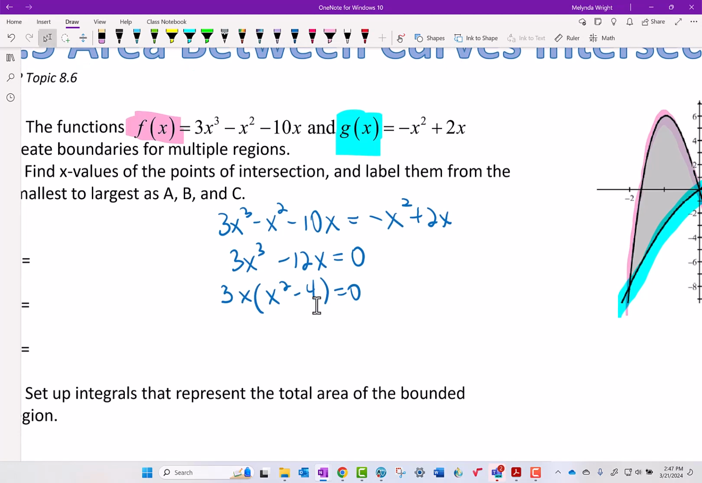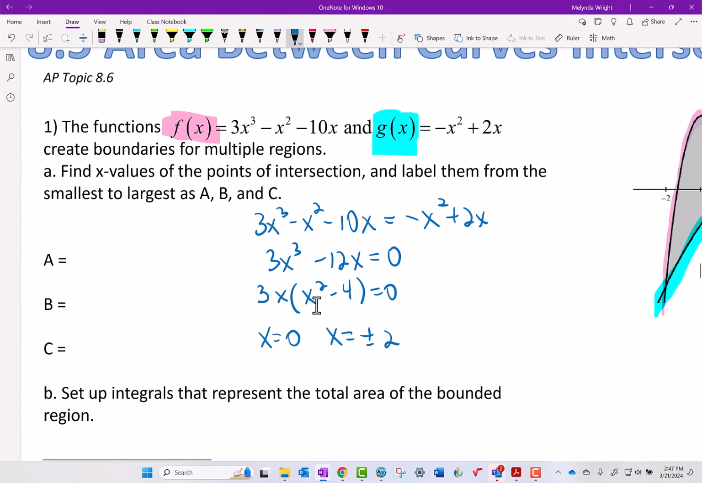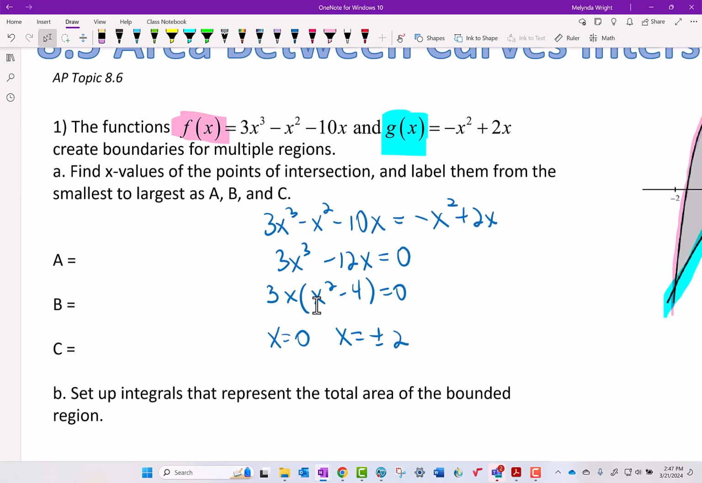So what do we have? If I set each of these pieces equal to 0, I would have x equals 0 or x equals plus or minus 2. Those are our 3 intersections. Okay, and they want us to label them from smallest to largest. So we're going to label negative 2 as A, and I'm going to do that on the graph in just a moment. We're going to label negative 2 as A, and 0 as B, and 2 as C. So that's what they're wanting us to do.